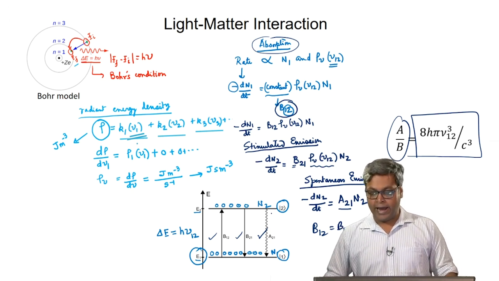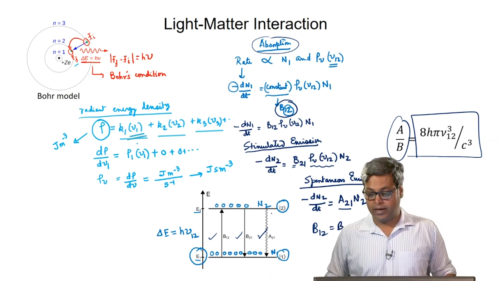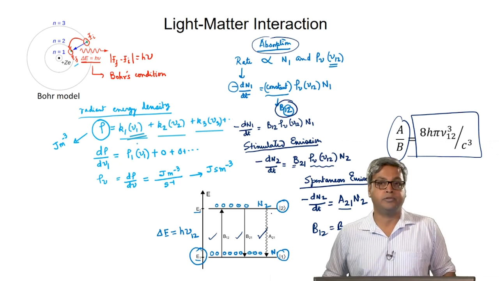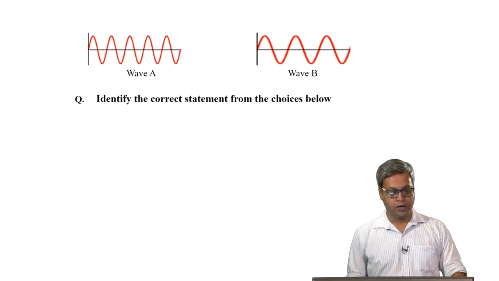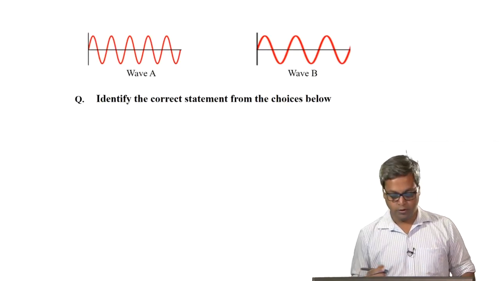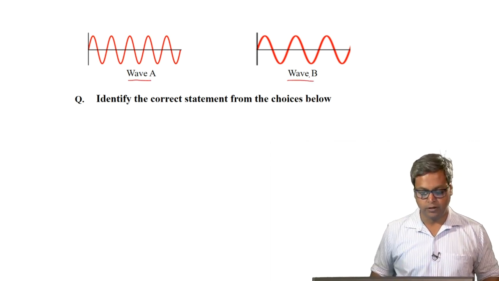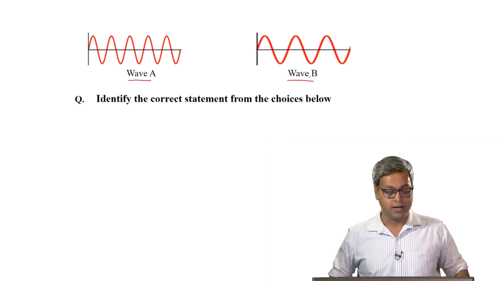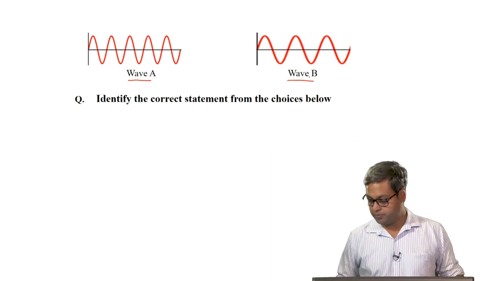Now, we have come to the end of this lecture. So, we will end this lecture by solving a couple of problems. So, let's look into the first problem. We have two waves, one is wave A and the other is wave B. And the question is, identify the correct statement from the choices below.